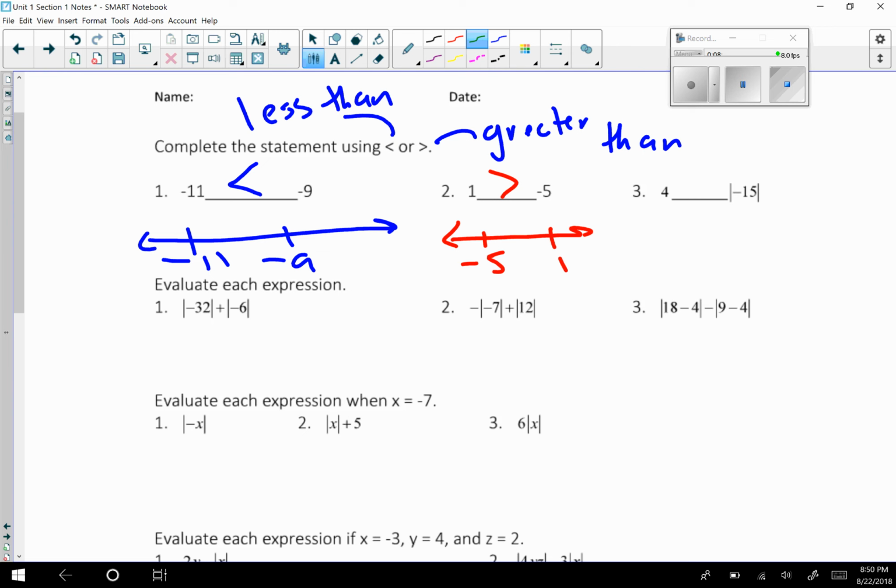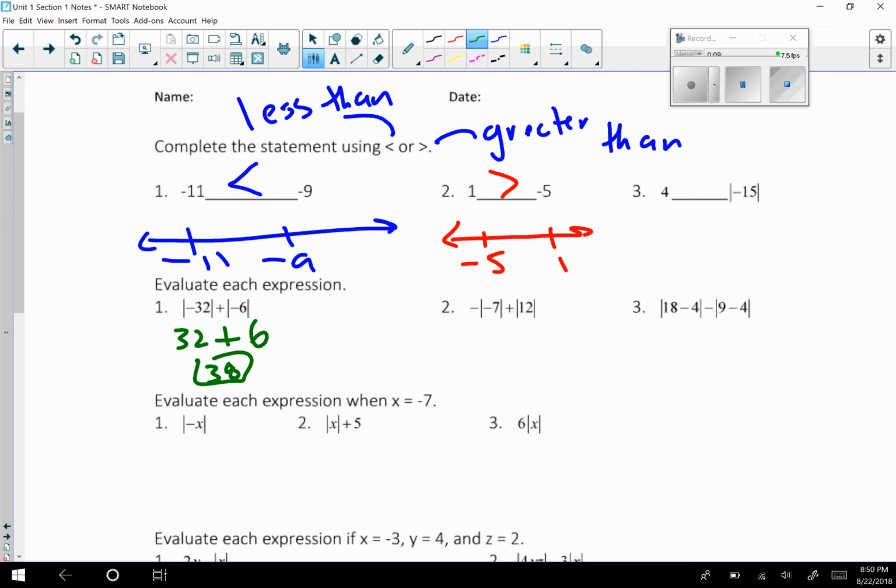So that's why these would be expressions. We have the absolute value of negative 32 plus the absolute value of negative 6. So the absolute value of negative 32 would be 32, plus the absolute value of negative 6 would be 6. So 32 plus 6 is 38. We evaluated that expression and got 38.